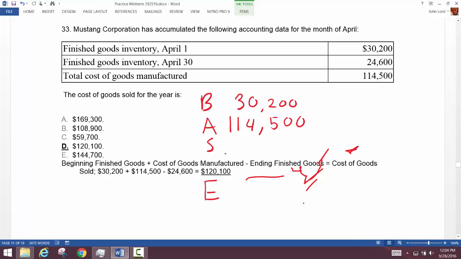Don't we subtract 24,600? No, because we're trying to get the subtract. The subtract from finished goods is cost of goods sold, right? So we got to get the subtract here. Go ahead and put in the ending inventory balance down there, 24,600.